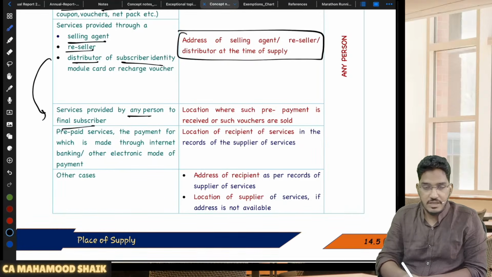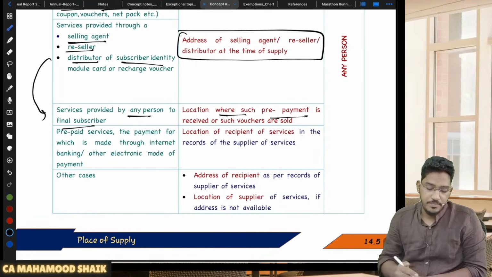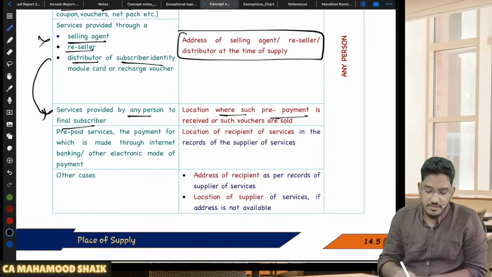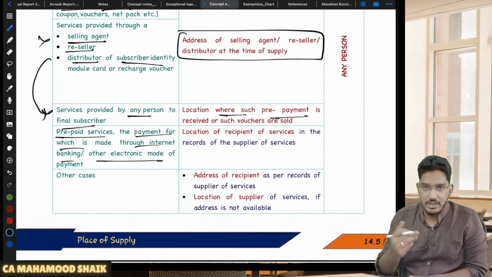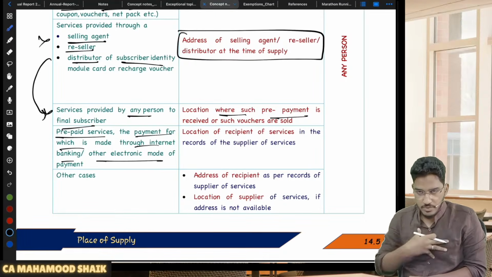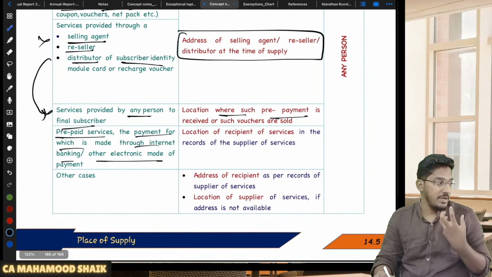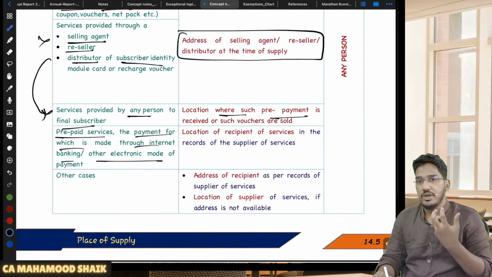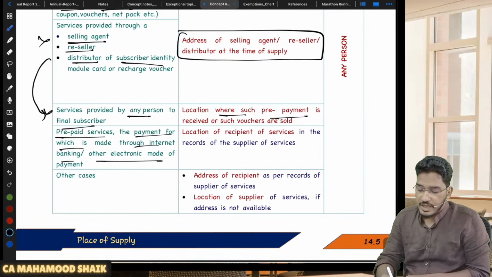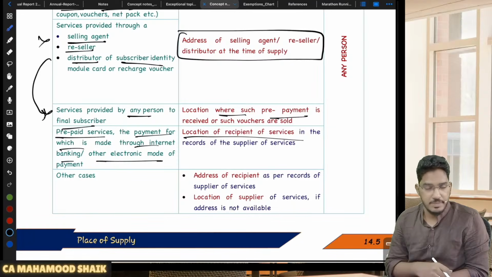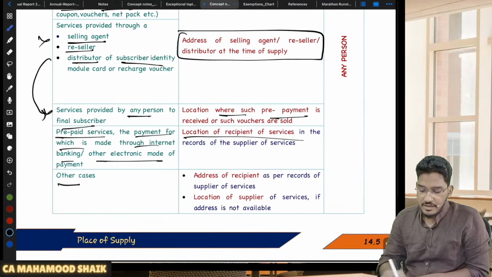Now these agents will provide the services to the final subscriber. What is the place of supply? The location where such prepayment is received. These two are irrelevant. What is relevant today is prepaid services where the payment is made through internet banking or other electronic mode. This is what is most common among us today. For this, what will be the place of supply? For prepaid services where the recharge is done by way of electronic mode, the location of the recipient will become the place of supply. In any other case, if the address of the recipient is available, then the address of the recipient.